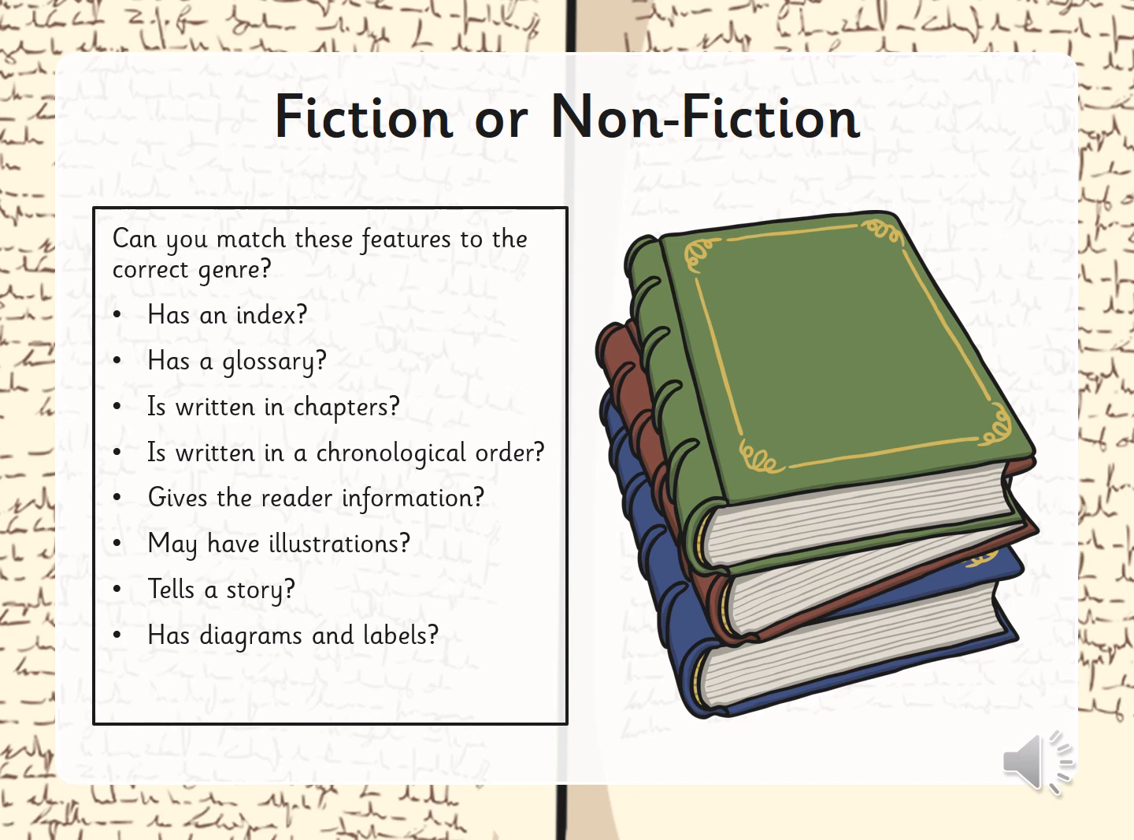Is written in chronological order? It's a fiction book feature. Gives the reader information? Yes, non-fiction. May have illustrations? Fiction books. Tells a story? Correct, fiction books. Last one, has diagrams and labels. Yes, it's a key feature of a non-fiction book.